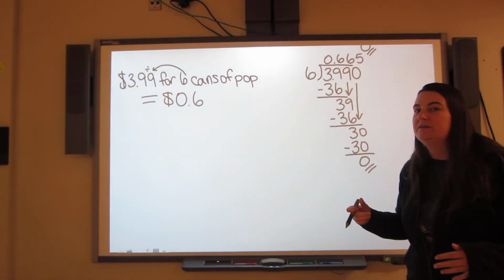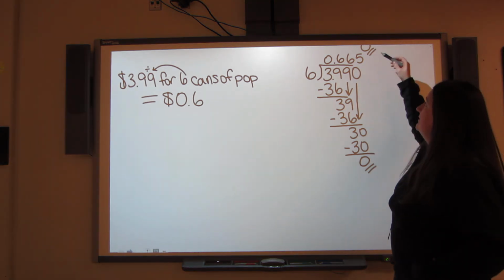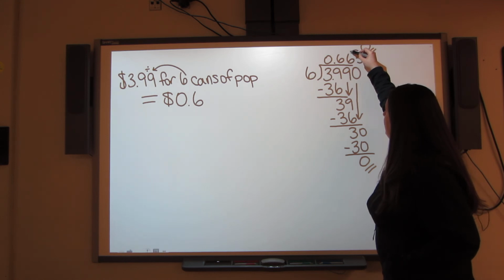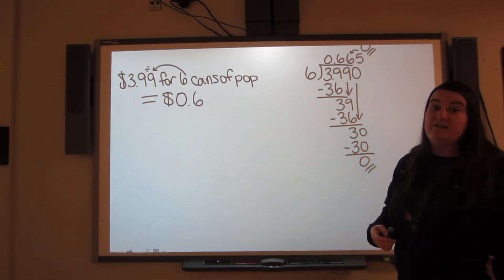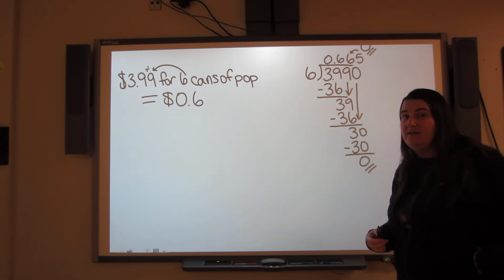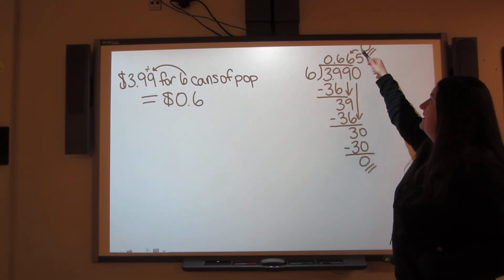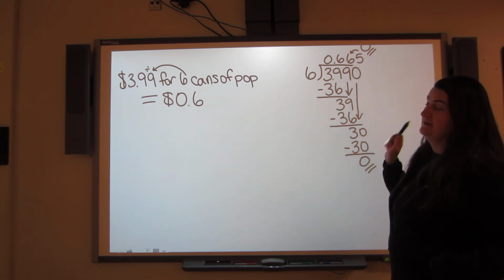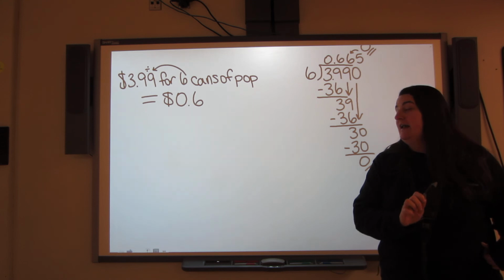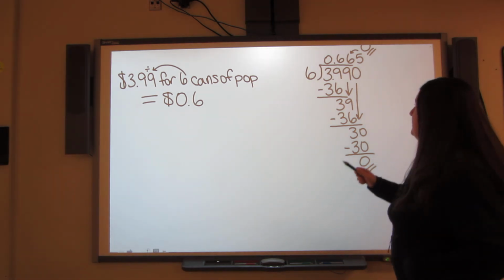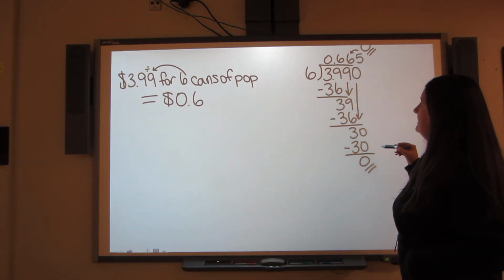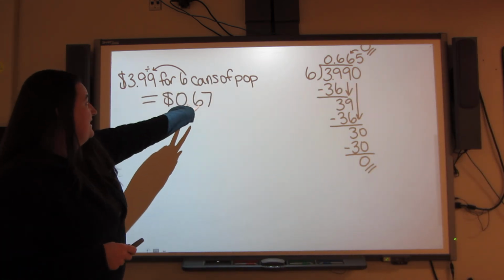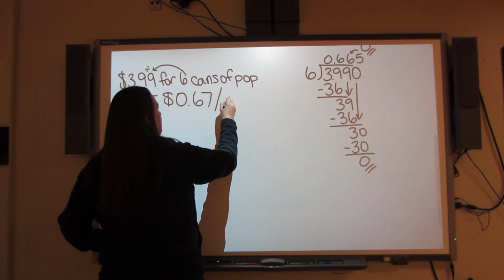What's the rounding rule? Rounding rule is 5 or higher, you round up. So I take that 5, I look at the 6, and I think, is 5 big enough to change the 6 into a 7? Yes. 5 or higher, the number changes. 4 or lower, the number stays the same. So remember the rounding rule, you're going to have to round a lot in your work today. So 5 is big enough to change that 6 into a 7. So it's really 67 cents per can.